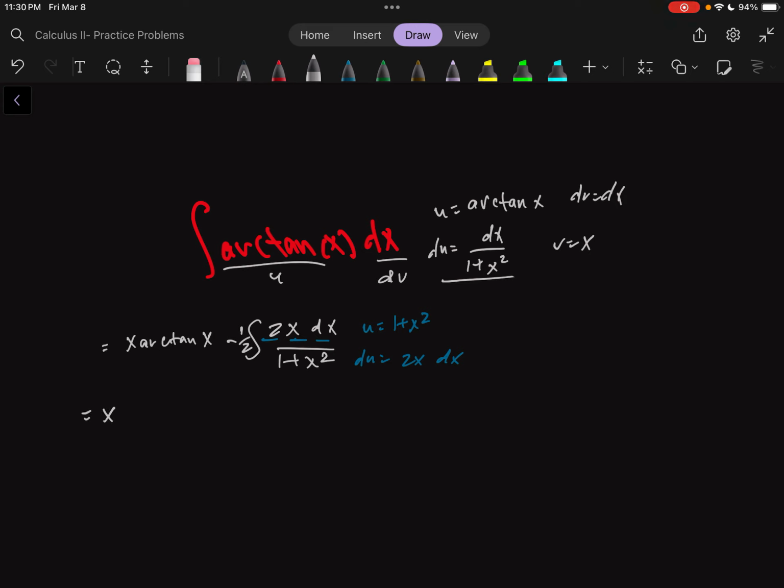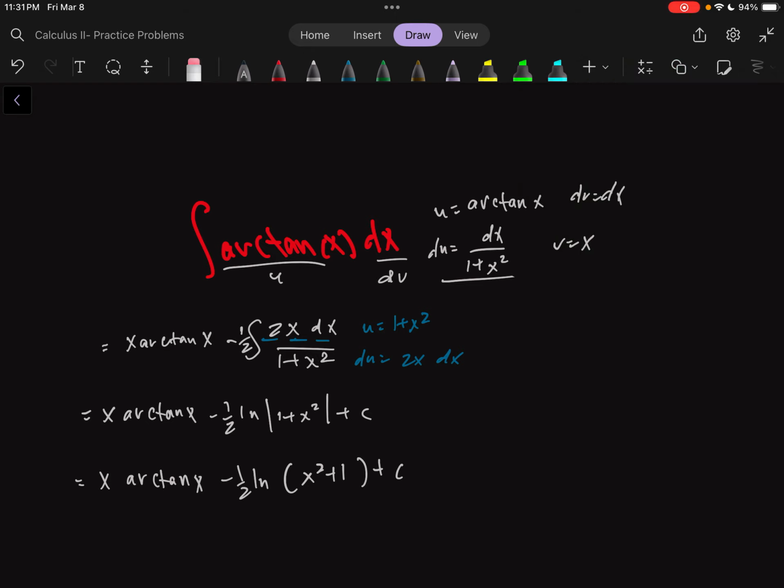So let's see, this turns into x arctan x minus 1/2. What is the integral of du over u? It's ln of u, or the absolute value of u, 1 plus x squared, plus c. Finally, minus 1/2 ln. We can drop the absolute value sign, because x squared plus 1 will never be negative. That graph does not drop below the x-axis. So we can simplify it a little bit.